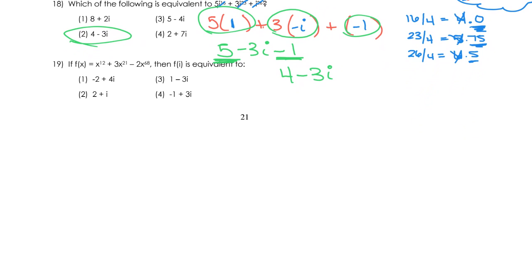In number 19, it says if f of x is equal to this, then f of i is equivalent to... So we've seen this up above. What they're doing is calling f of x, f of i, which means they're replacing all the x's with i's. So we're going to have f of i equal to i squared plus 3 times i to the 21st minus 2 times i to the 68th. So all my x's became i's.